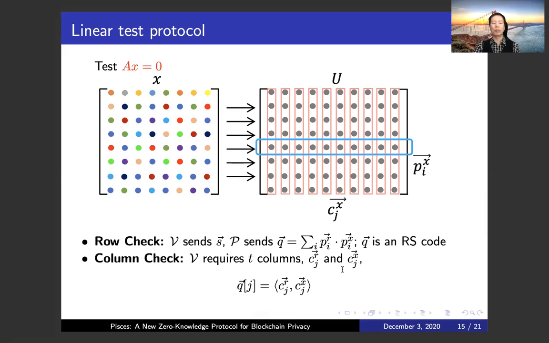The column check: we check that q satisfies some properties. We also need to query some columns.